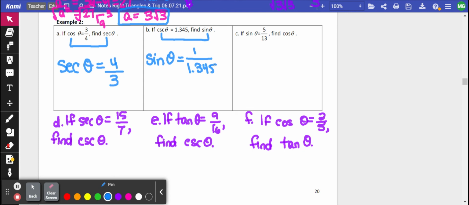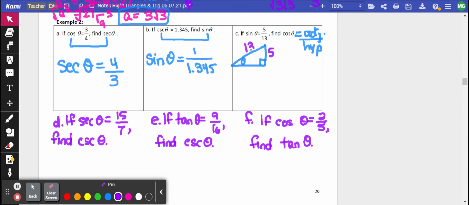Same thing here. Cosecant and sine are reciprocal functions. So all we have to say is that the sine of theta equals 1 over 1.345. Letter C might be a little tougher. So we know the sine of theta is 5 over 13, and we're being asked to find the cosine of theta. If you recall, cosine is adjacent over hypotenuse, which means we have to calculate the length of the adjacent side. We're going to sketch this triangle.